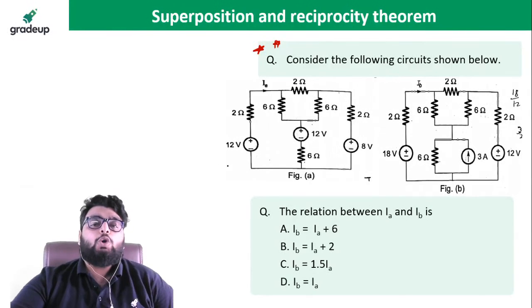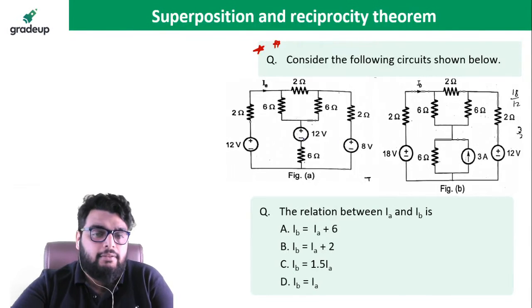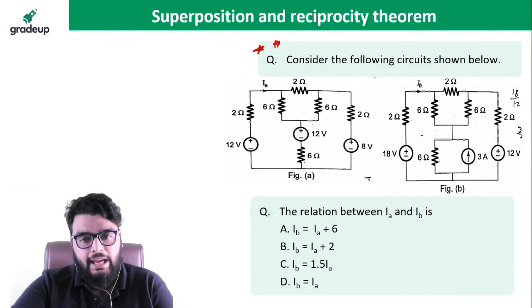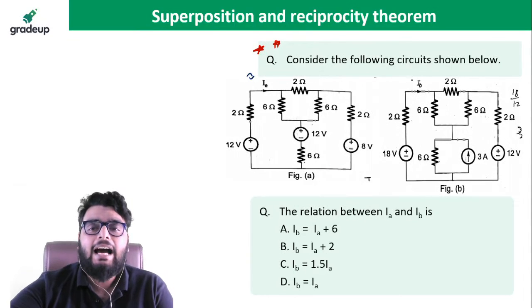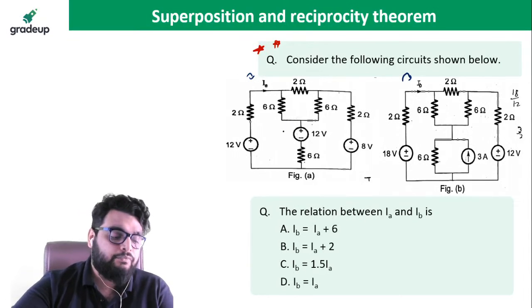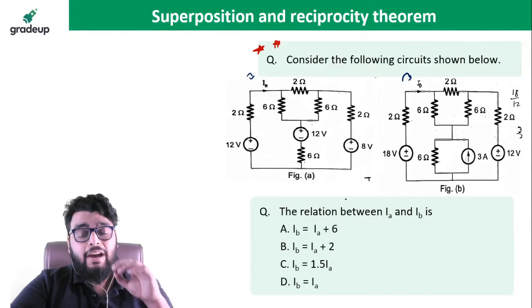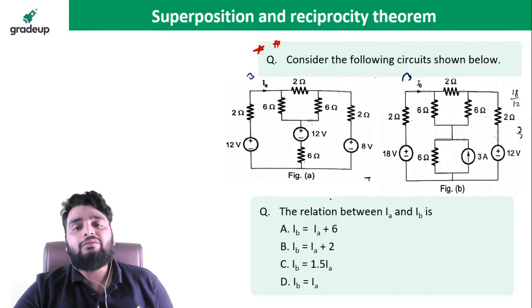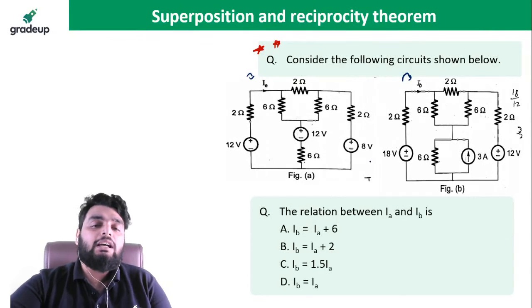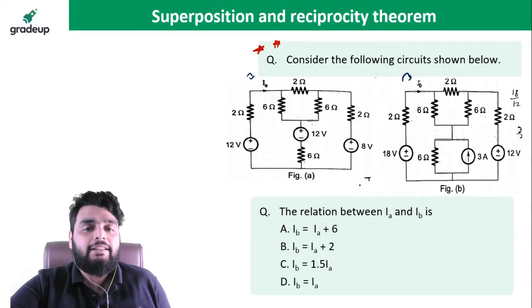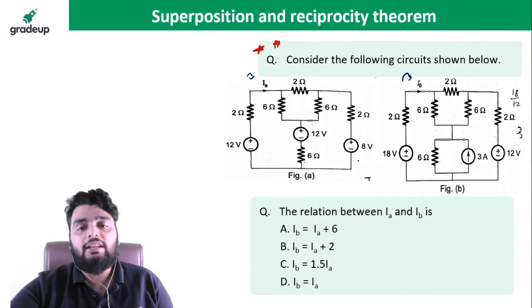So in this question, two networks are given. You can see this is network 1, this is network 2. And I need to find out the relation between IA and IB. Beta, if you see this question very carefully, you will observe one thing: both of the networks are the same. What is going to change? The thing which is going to change is the voltage source magnitude.